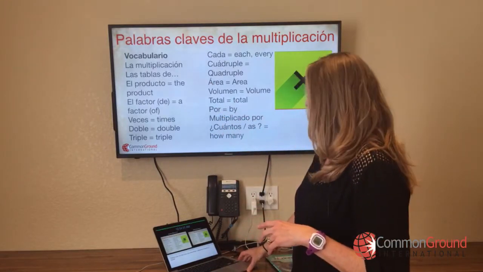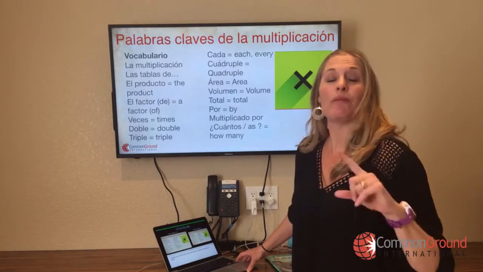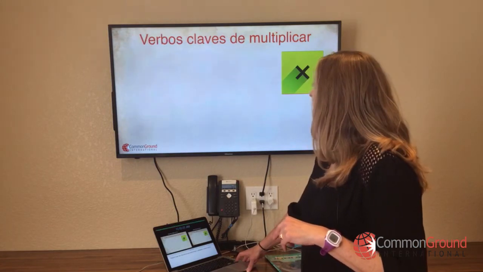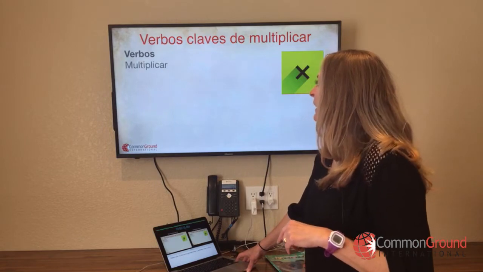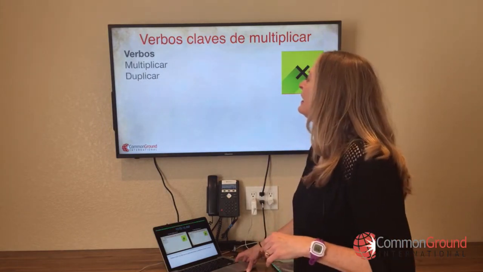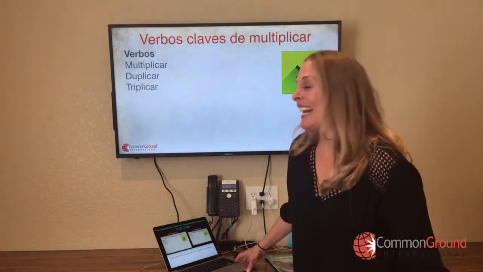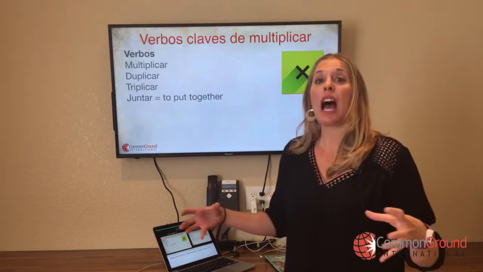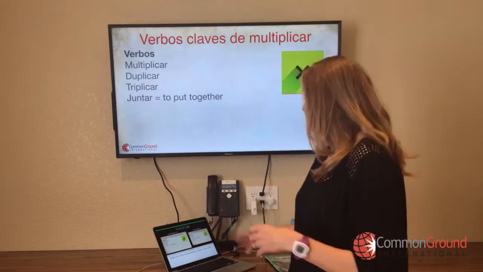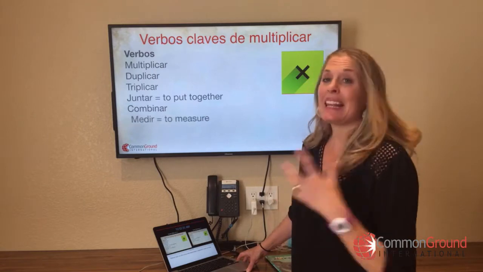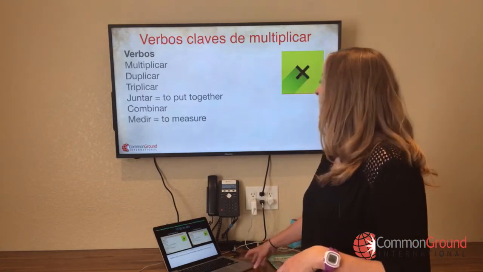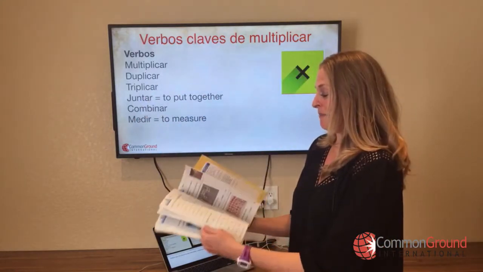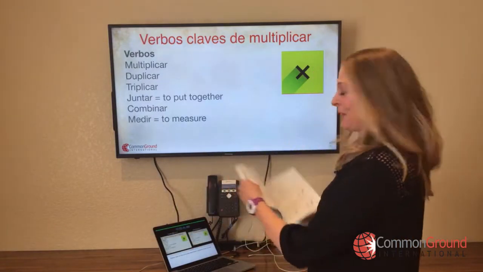Okay. Ahora vamos a hablar de los verbos claves de multiplicar. Aquí, ok, obvio, multiplicar, duplicar, triplicar, ok. Juntar is to put them together, to put something together. Agrupar, you can also use to group together, juntar, or combinar. Medir, to measure. Excelente, so vamos a ver esos verbos muchos en los problemas aquí, ¿verdad? En los problemas, en el libro de matemáticas.